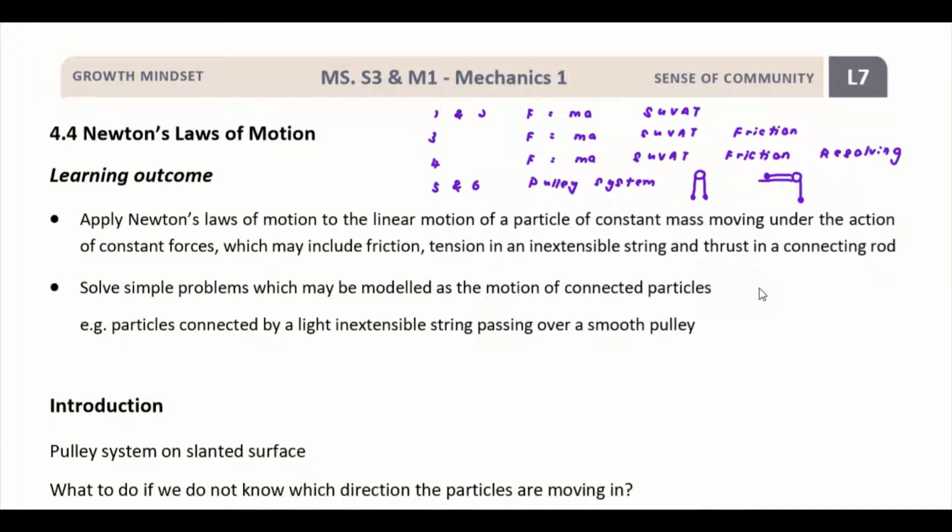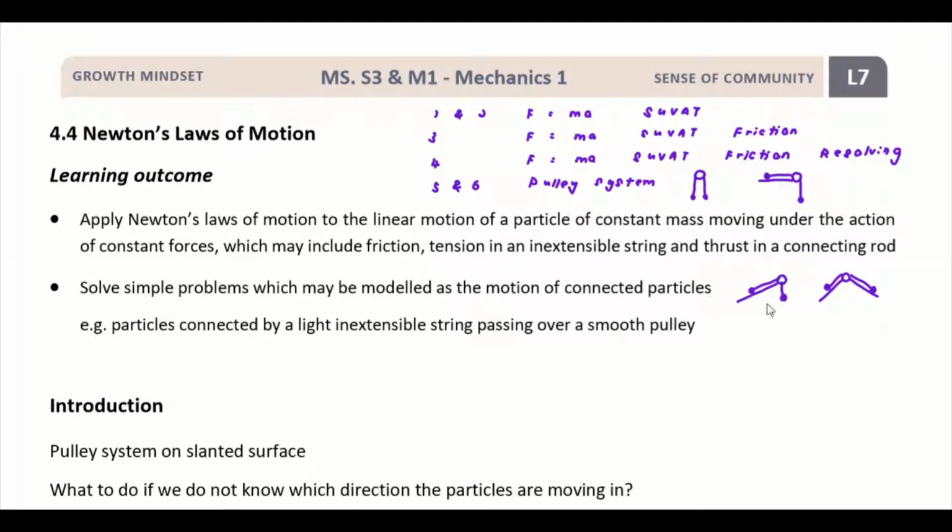So the questions that you will encounter today will be in this case. You have one particle over here and the other particle over here. So this is the first type. Then another type, which you will be seeing quite often in the exam paper, is a pulley system where both of the particles connected by the pulley are on slanted planes. I hope that you can see the difference here.